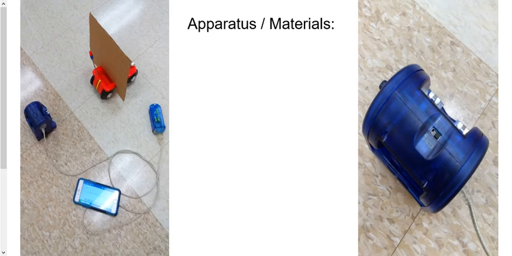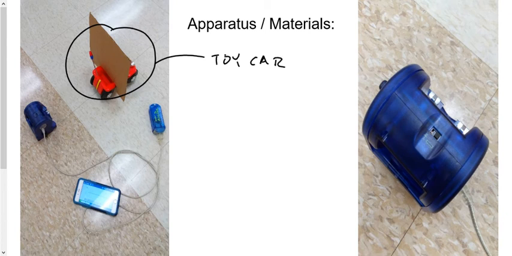Now, what's this activity going to look like? The apparatus, which is what you see on the left-hand side here, is rather simple, although it's going to be something that you've never seen before. First of all, we're going to have our toy car, which is what we're trying to find the velocity of. Second of all, you're going to have what's called a motion sensor.